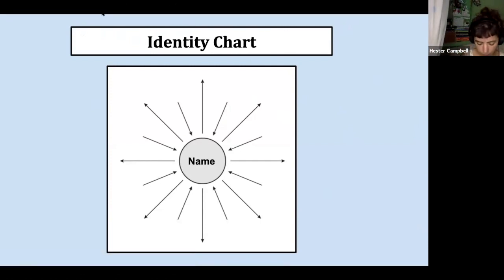So, with the arrows going out, it could be connected to the labels that you're thinking about, or to things that you're interested in, to anything that you think makes you who you are. So your profession, your hobbies, your family, your heritage, any factors that you think make you who you are. And then the ones going in can be labels that others might apply to you, or things that people might view you as, but also labels that society might give you.